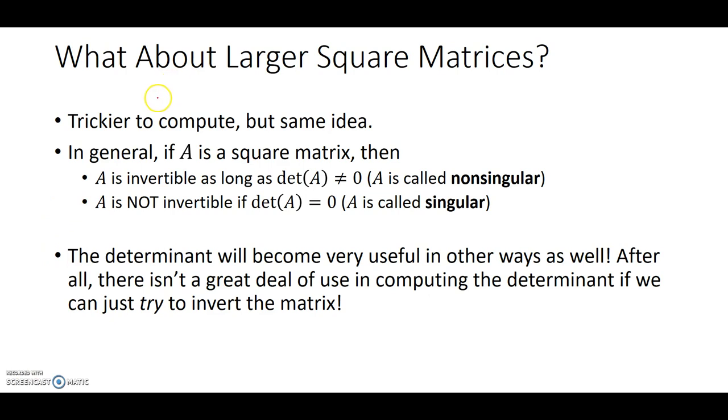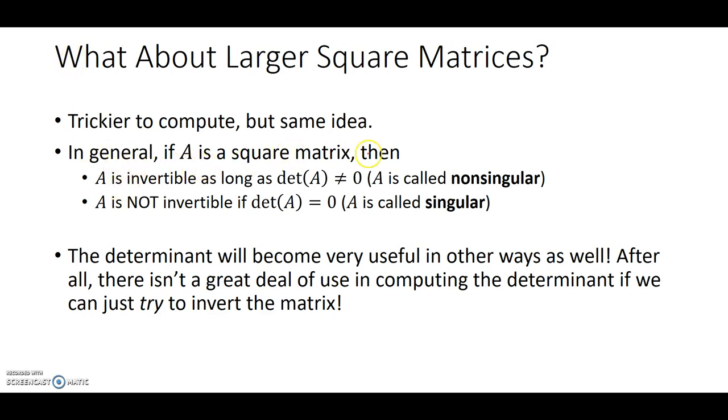So what about larger square matrices? Well, they're trickier to compute in general, but it's the same idea. You can do it with a calculator, you can do it in a computer. It's very simple to do, but there's no sense to me in actually doing the computation because it gets tedious, but it's kind of the same idea. Except in 3 dimensions, you have multiple slopes. You have a slope in the x direction and a slope in the y direction that needs to be checked.